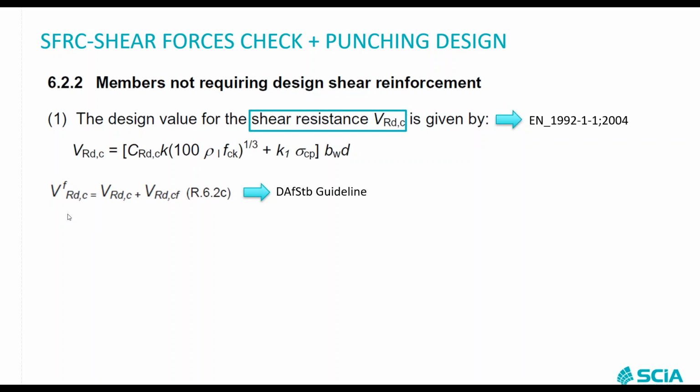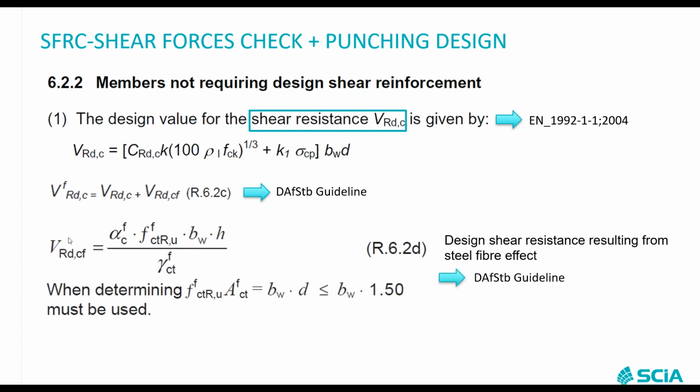However, for the calculation of the VRDC with the steel fiber, the formula is a combination of two things, VRDC plus VRDCF. And this is the extra value that could be added to the VRDC due to the participation of the steel fiber in the resistance against the shear. And this is the formula from the German guideline. And here they are explaining to us how we can calculate the value VRDCF.